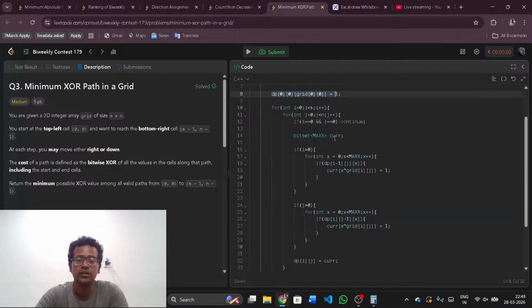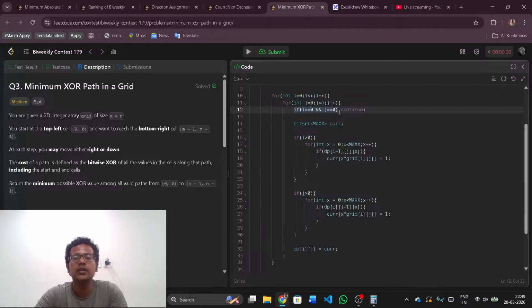That's what it means. Now, if i is equal to 0 and j is equal to 0, continue. So the top left element is already there. So continue. We don't need to do anything there.